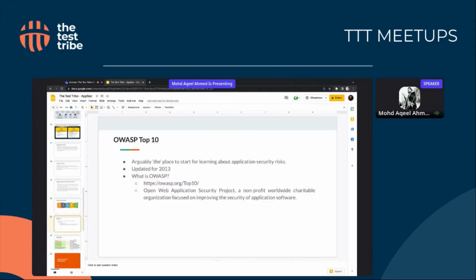I'll introduce you to the OWASP community. OWASP stands for Open Web Application Security Project. It's a non-profit charitable organization. They focus on the application security area. They release a security testing guide. They release security design documents. They release the test cases that you can follow.